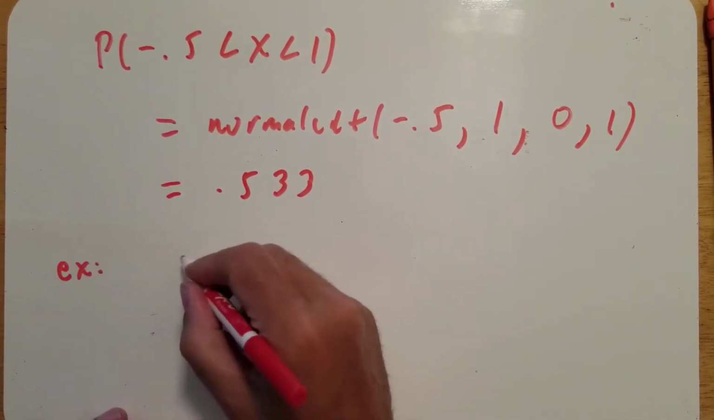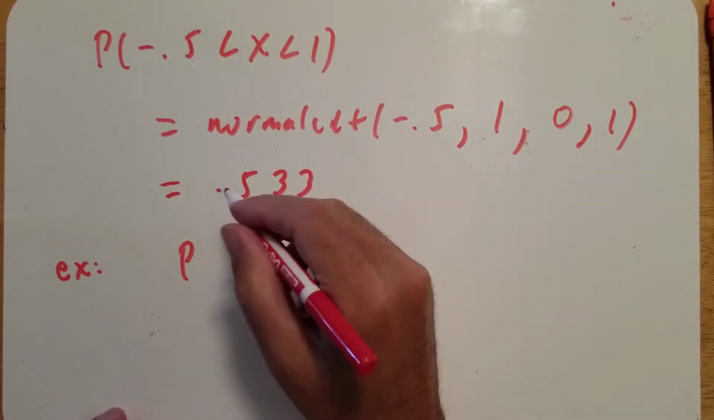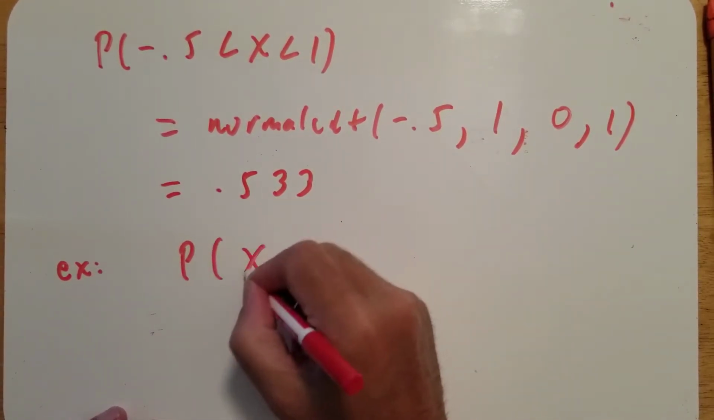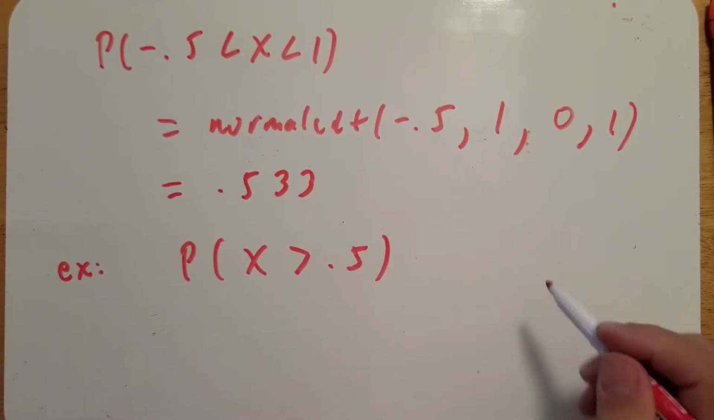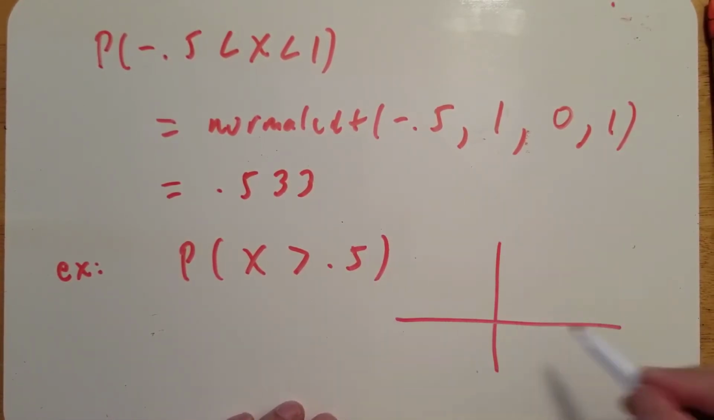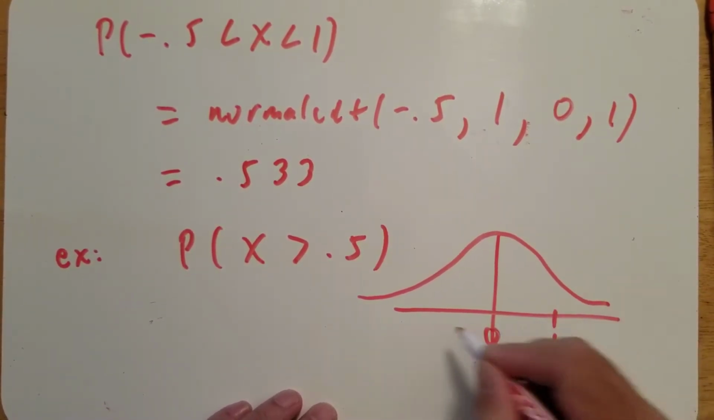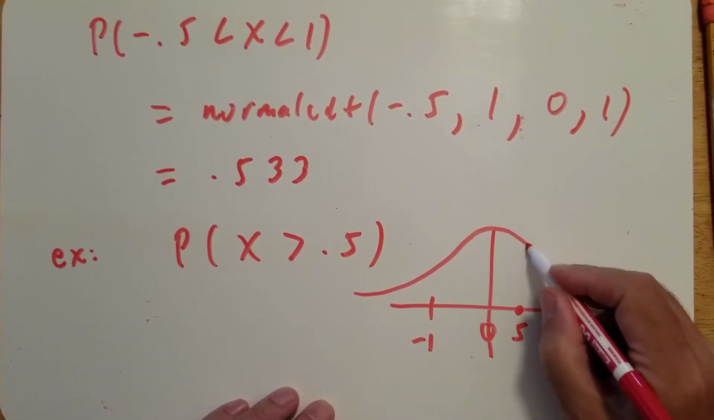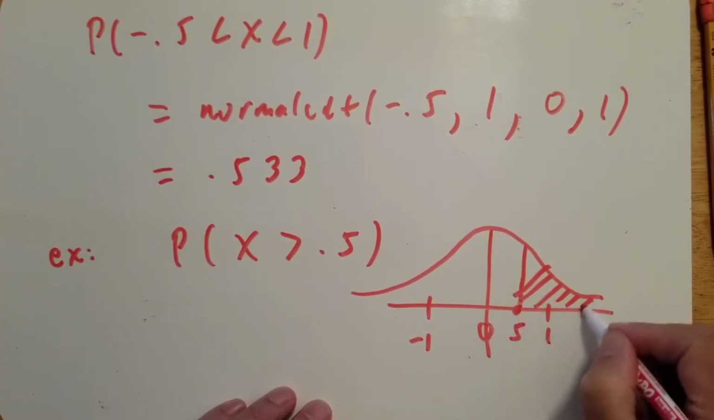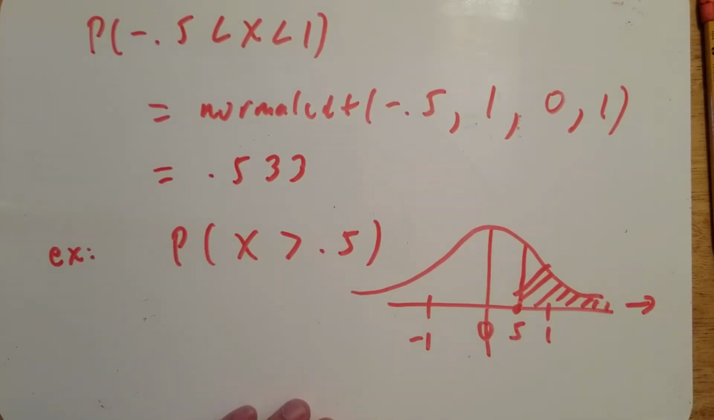So as another example, say find the probability that a standard normal x is greater than 0.5, say. So for this one, the picture looks like this. There's the standard normal curve. Here's 0, here's 1, here's -1. 0.5 is about there. And greater than 0.5 means we're going to calculate all the area going out forever and ever and ever.